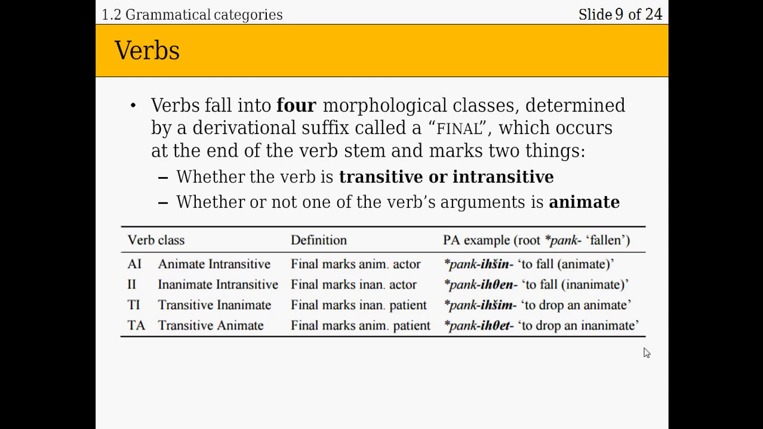And then the two transitive ones, punkashim, that means to drop something. So it's the idea of falling, but because it's transitive, you're making something fall. So you're dropping something. In this case, the thing that you're dropping is animate. And then punkathet, with an inanimate final, means you're dropping something inanimate. I think I have the TI and TA labels crossed here, so that's just a small error on the slide.